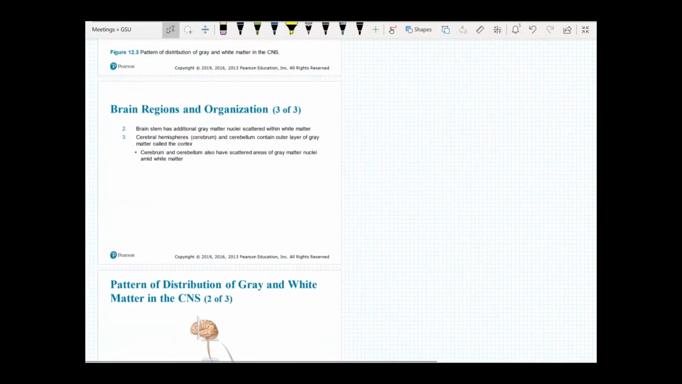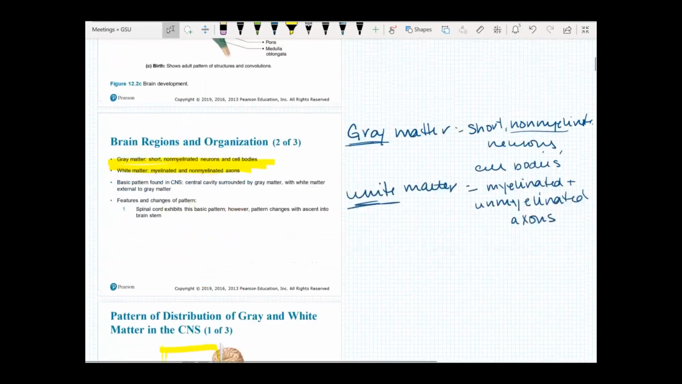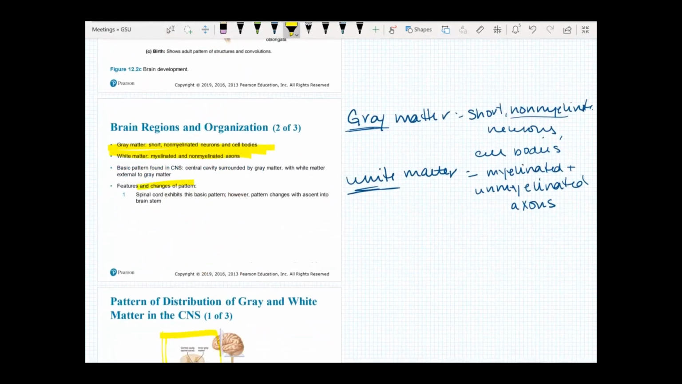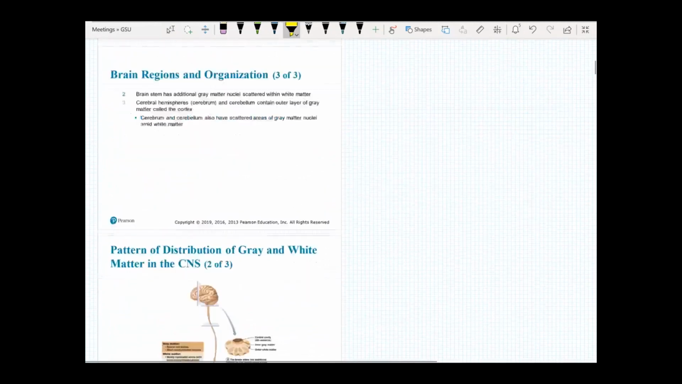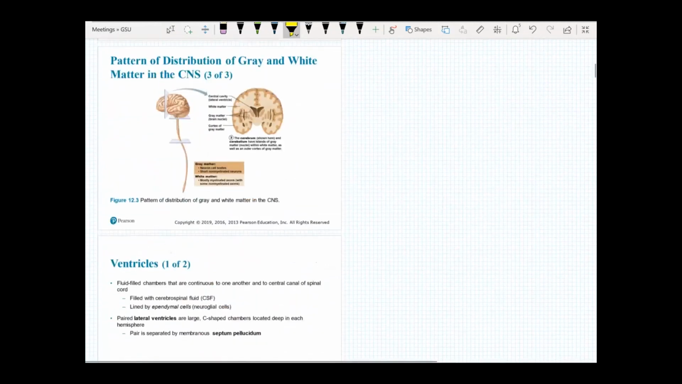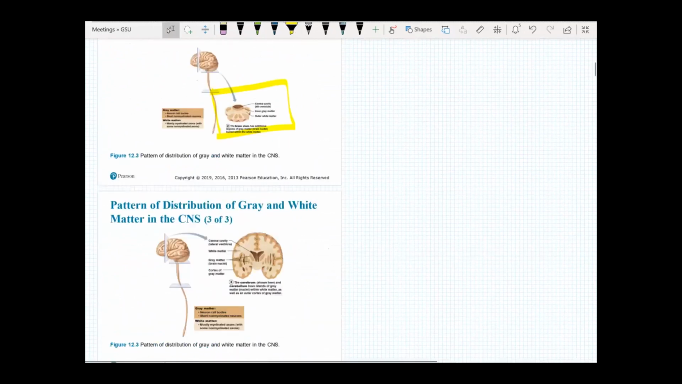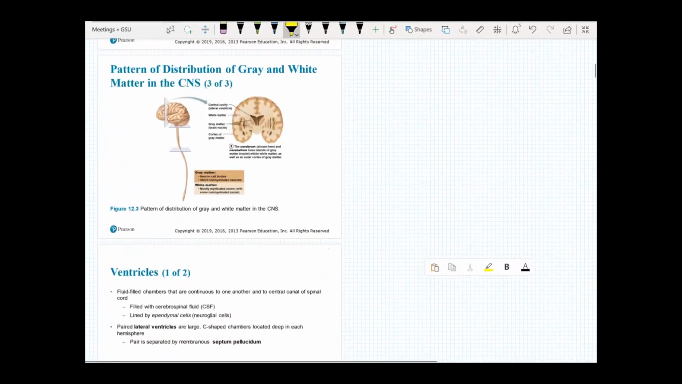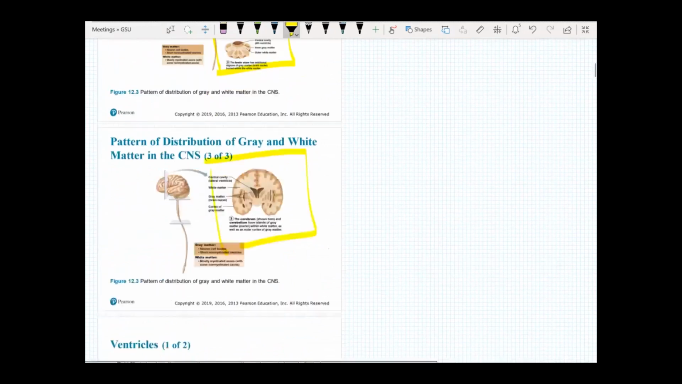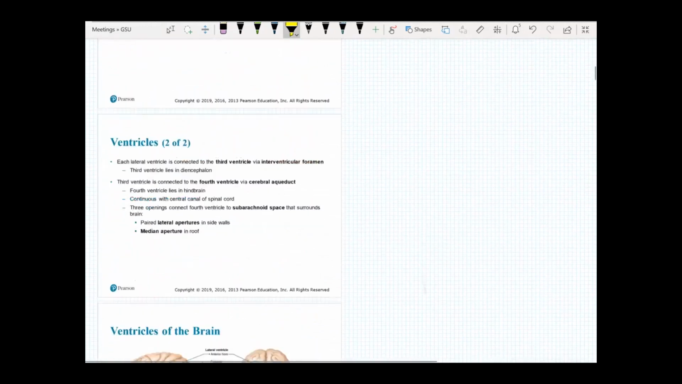Within our brainstem, cerebral hemispheres, our midbrain, and our diencephalon, all of these areas in our spinal cord, all of these will have this pattern of white matter and gray matter. So that's very, very, very important. Again, you can see here's the white matter and the gray matter, and then you can also see white matter, gray matter here. So that's kind of how it will all work.